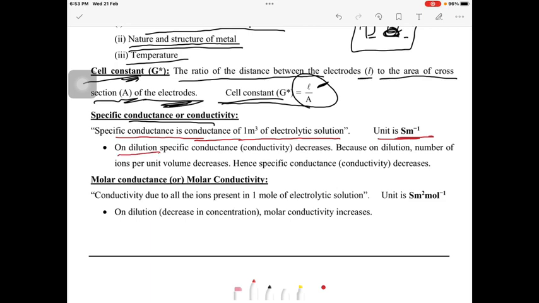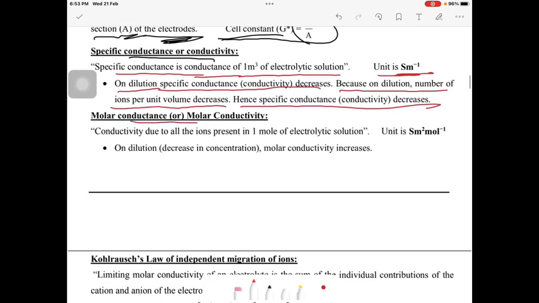On dilution, specific conductance decreases because on dilution the number of ions per unit volume decreases. Hence specific conductance decreases. Molar conductance or molar conductivity: conductivity due to all ions present in 1 mole of electrolytic solution. Unit is Siemens meter square per mole. On dilution, that means decrease in concentration, molar conductivity increases.